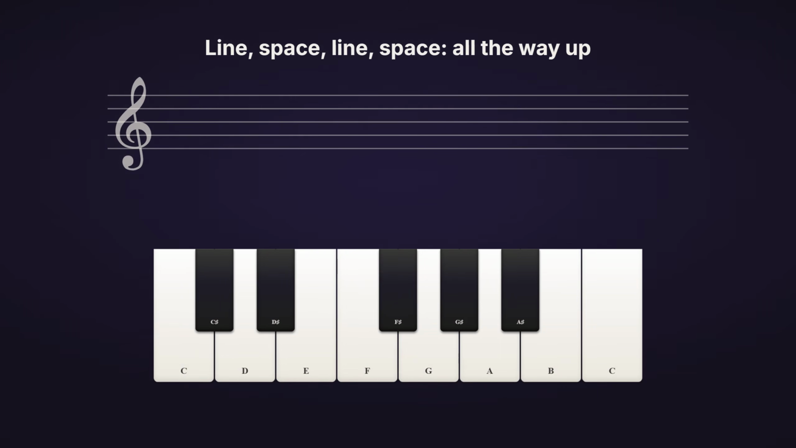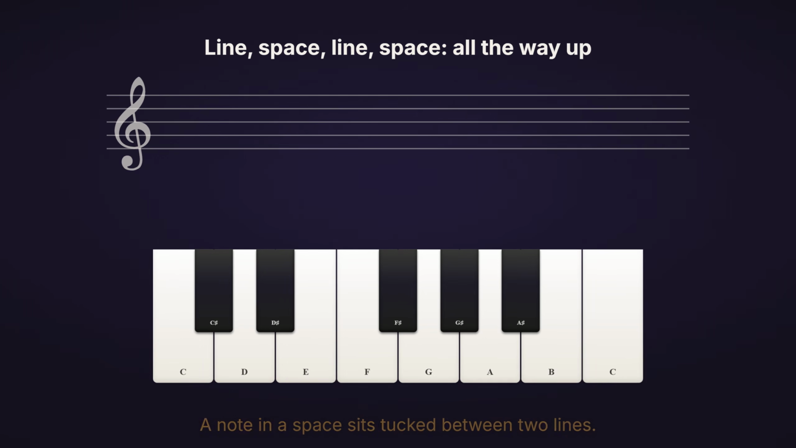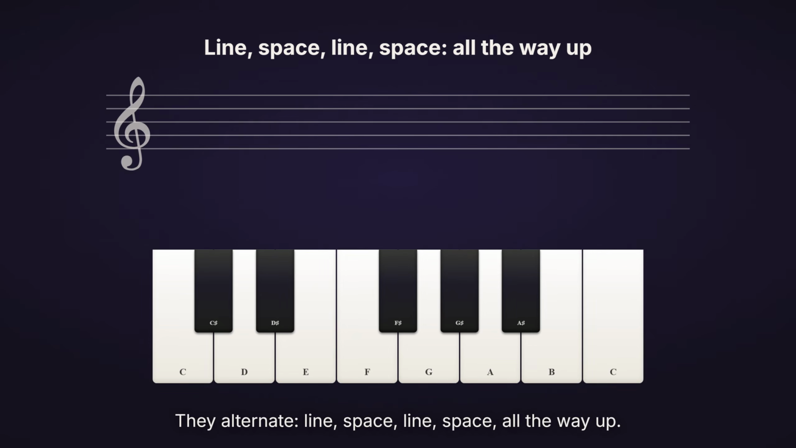Notes can sit in 2 positions on the staff. A note can land on a line, with the line passing right through the middle of its head. Or it can sit in a space, tucked between 2 lines. They alternate as they climb. Line, space, right up the staff.